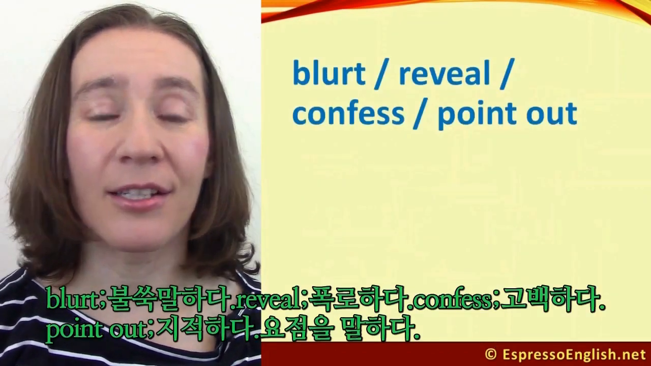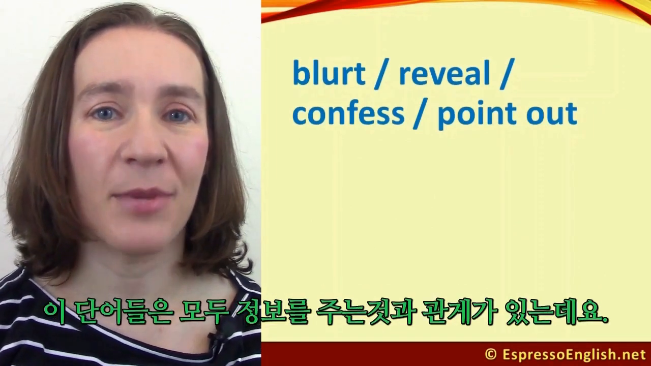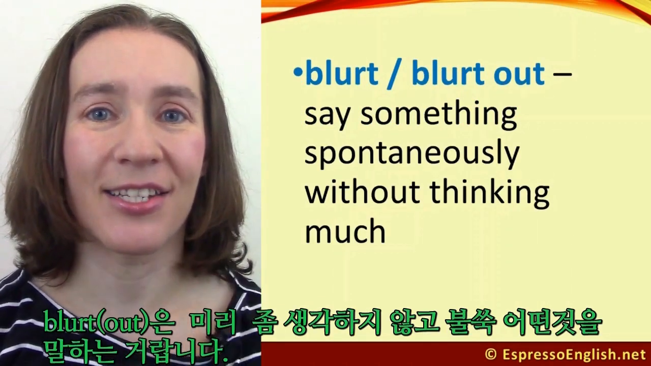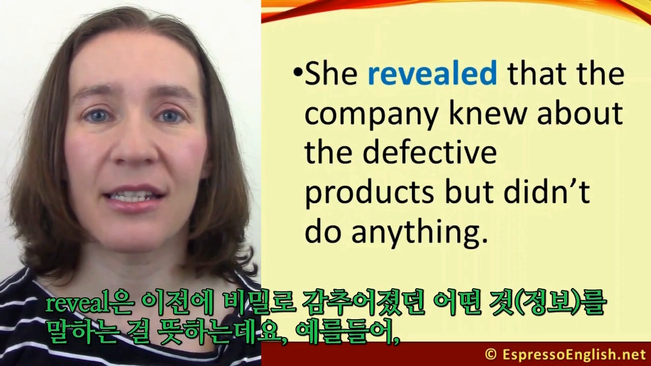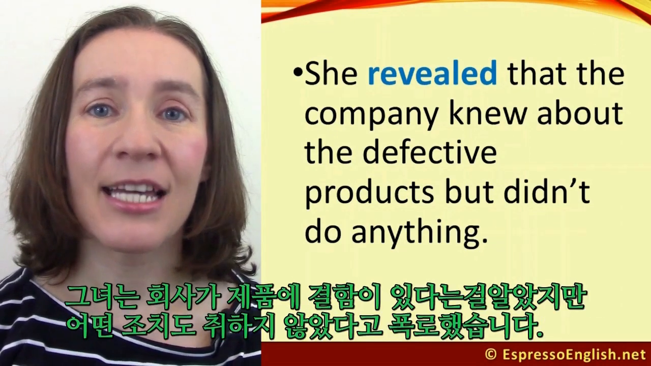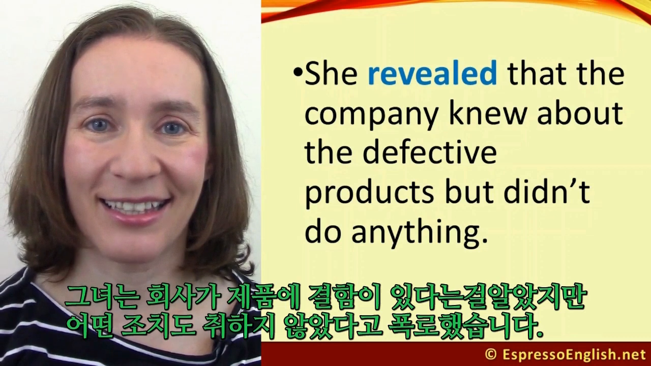Blurt, reveal, confess, and point out. These verbs all have to do with giving information. To blurt or blurt out means to say something spontaneously without really thinking about it beforehand. To reveal means to say some information that was previously hidden or secret. For example, she revealed that the company knew about the defective products but didn't do anything.